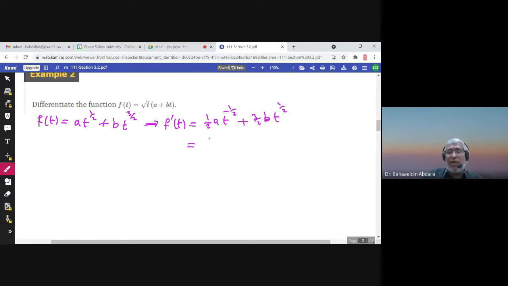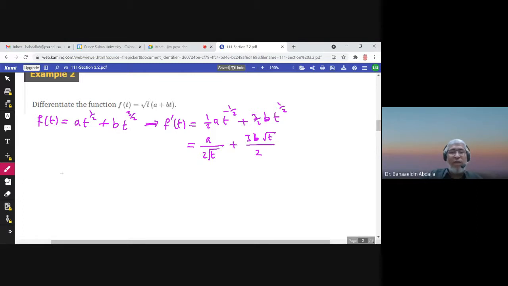is a up in the numerator, and I have here 2t to the power half, okay? And here I have 3b t to the power half, or I will write it square root of t over 2. And let me write this also square root of t. T to the power half is just square root of t. I can write it like this. I can add these two fractions, but I'll stop here.